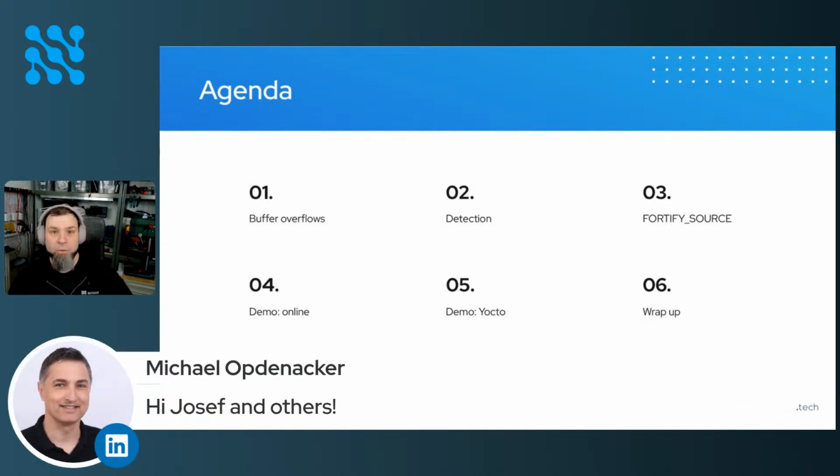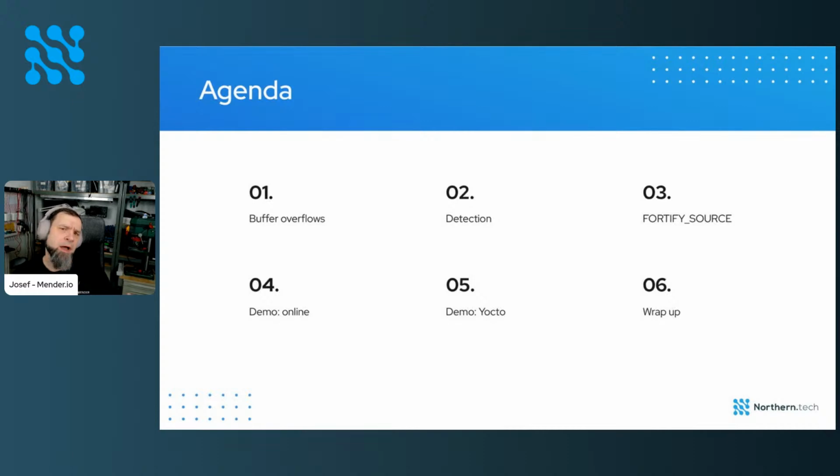So, what are we talking about today? First, a really short introduction into a very famous topic called buffer overflows, one more time. Then how these can be detected under some circumstances. Obviously, Fortify Source is one measure here. And last but not least, not one demo, two demos today, because I'm going to show you how this looks in code and how Yocto does things. That's the plan for today. Let's get started.